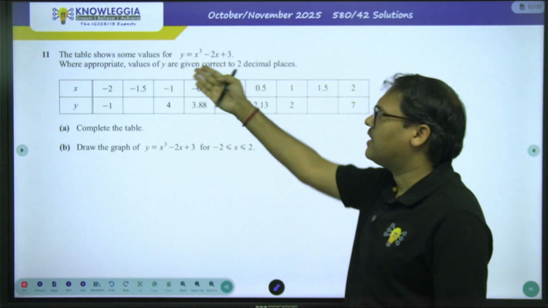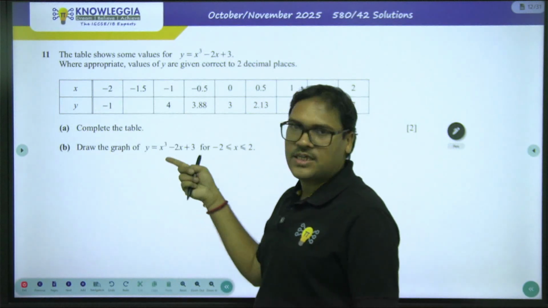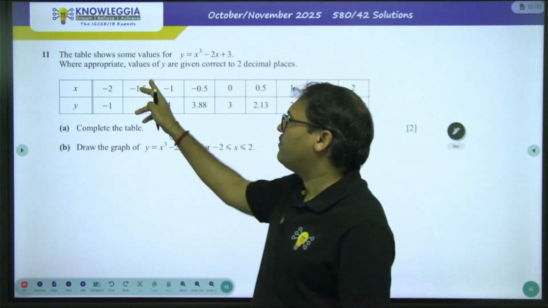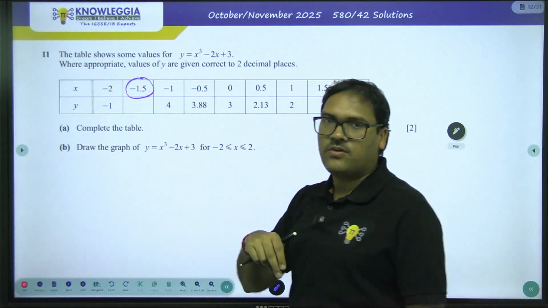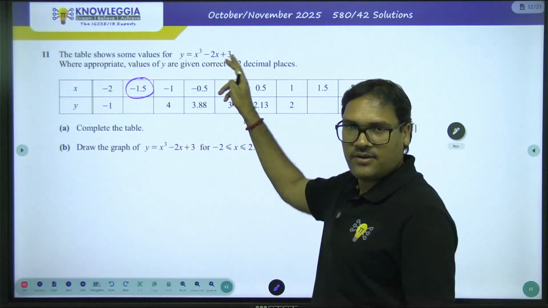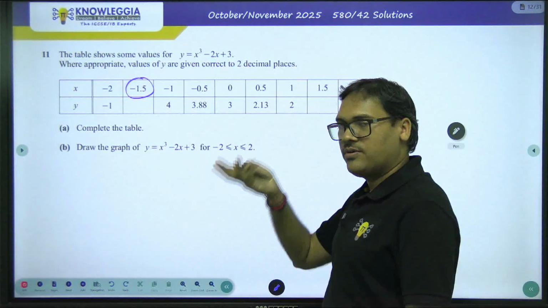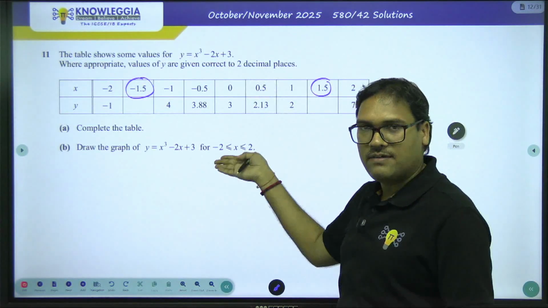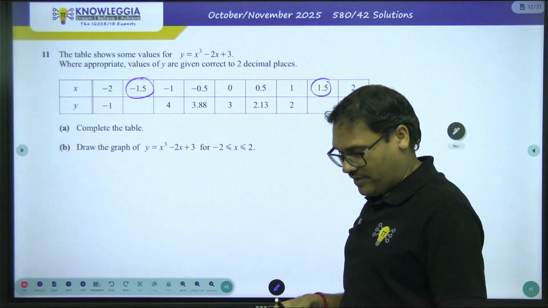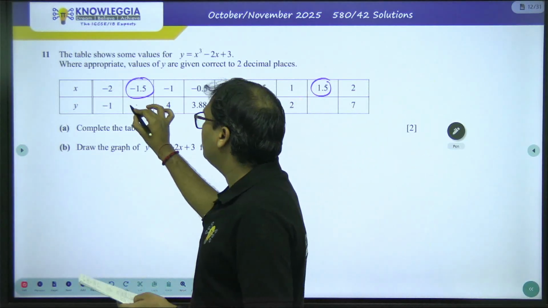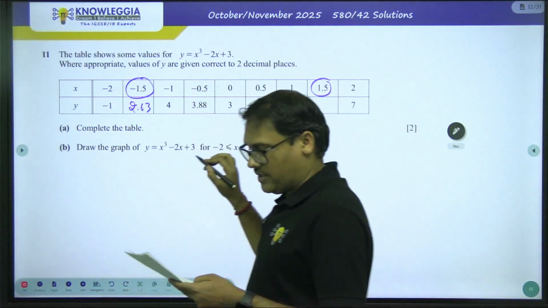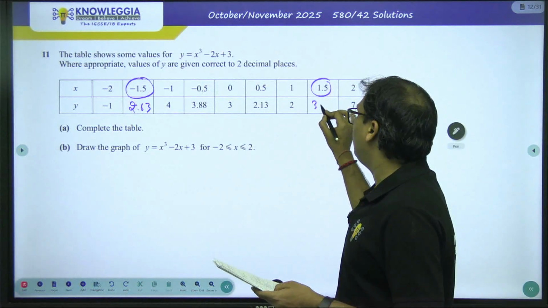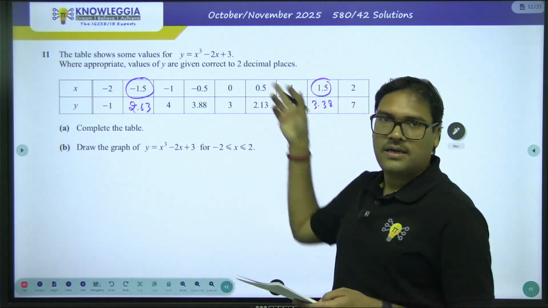The first thing is the curve is given to you, to complete this table. How to complete this? You have to find the value at x equal to minus 1.5. Plug in the value. You can use the calculator. You have to put 1.5 in this equation, plug in the values and get the value. If I solve this, you will find this is 2.63, that you can easily check, and this is 3.538. Put the value here and solve that value.